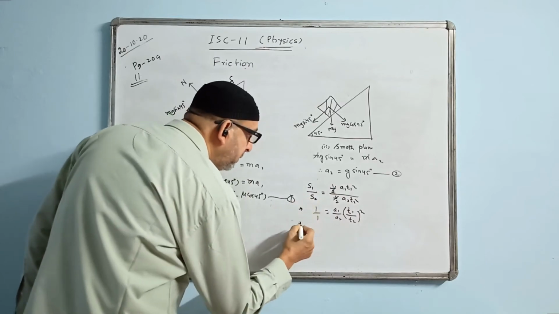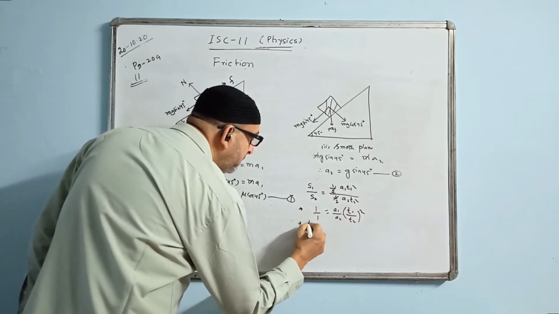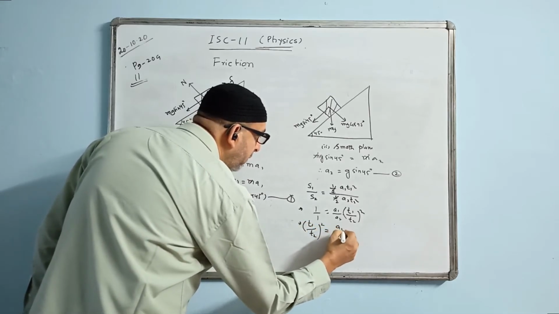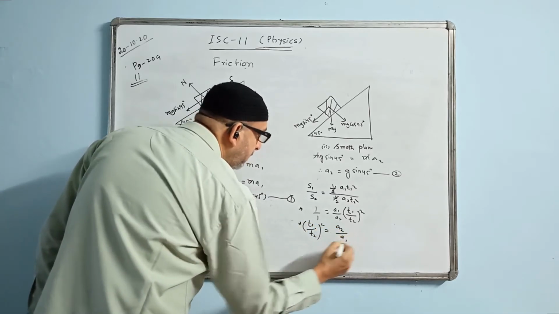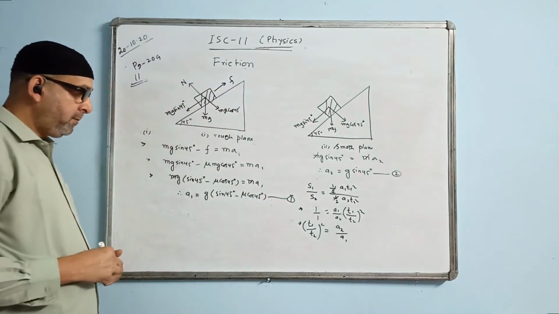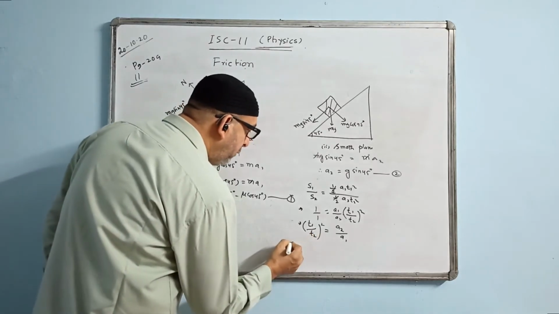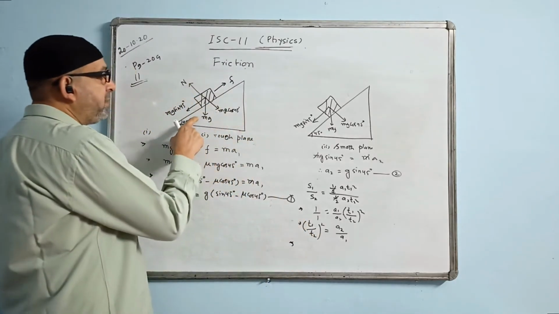This one I take this side. That means (T1 by T2) whole square is equal to A1 A2 by A1 A2 by A1. Now we put the value of T1. What is the value of T1? First case.